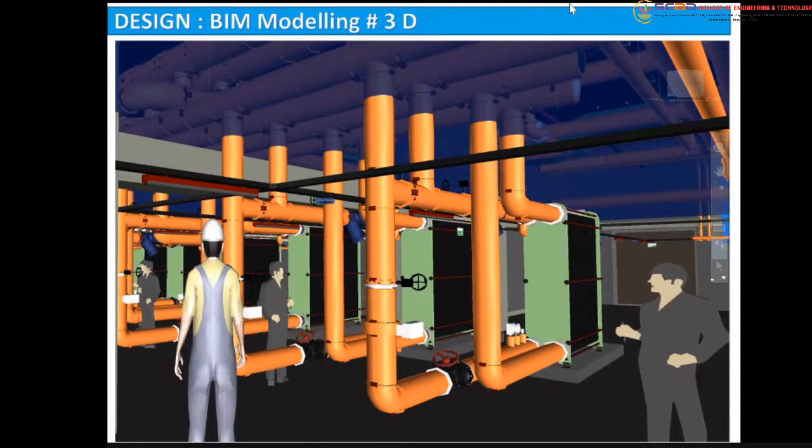Our company, we are using BIM for our construction purposes. You can visualize the person who's standing. This is a mechanical plant and the piping which is connected to the equipment. The guys are standing here.